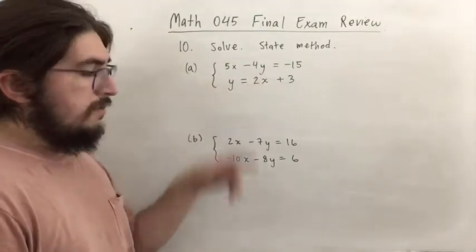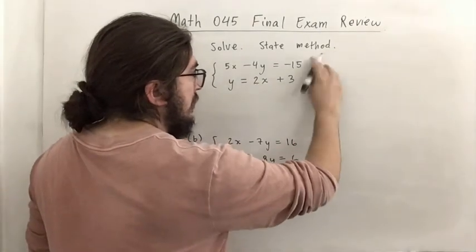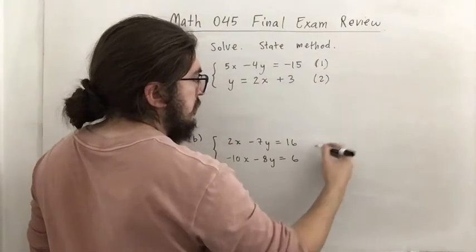Y is by itself here for the second equation. And in fact, I like to label these. I'll label this as equation 1. And this is equation 2. I'll do the same here.